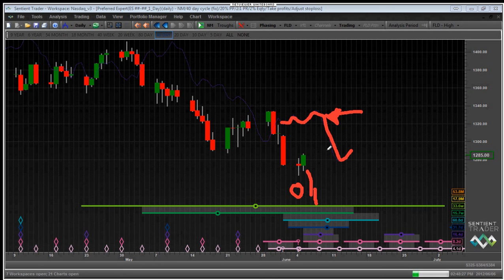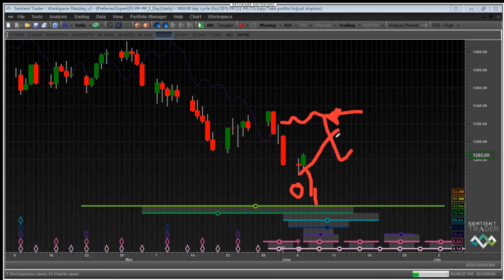Now, if that cycle is of only 20-day cycle strength, then will price cross the 20-day FLD? Yes, it probably will, which means that I might get stopped into this trade at the 20-day FLD as price crosses that 20-day FLD level. Now, if that happens, is that a disaster?